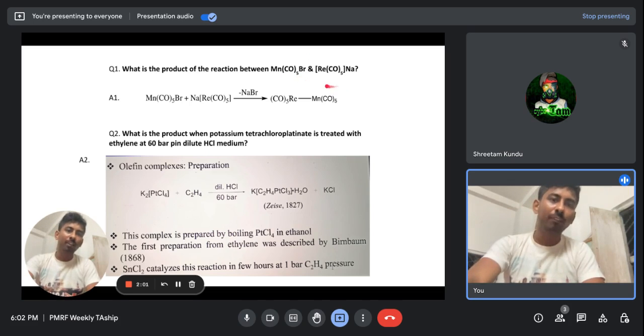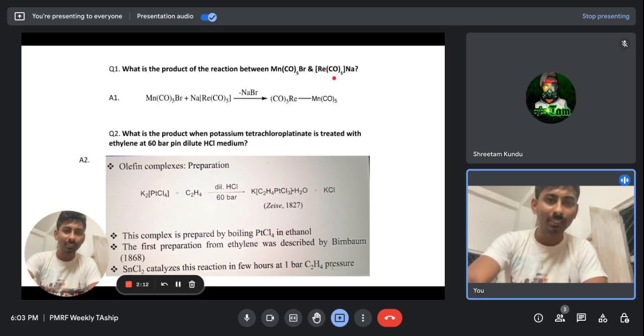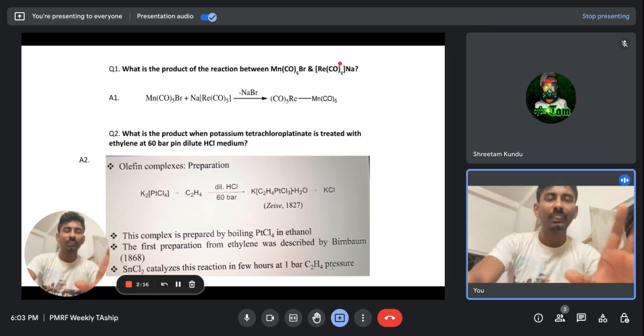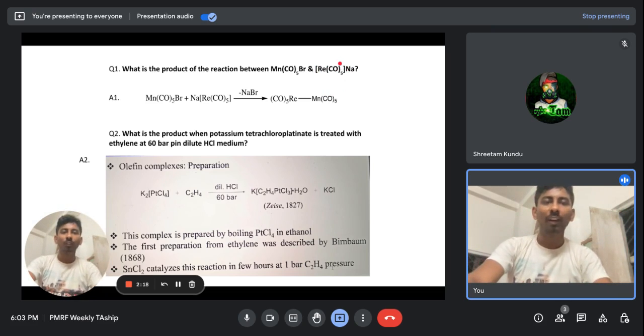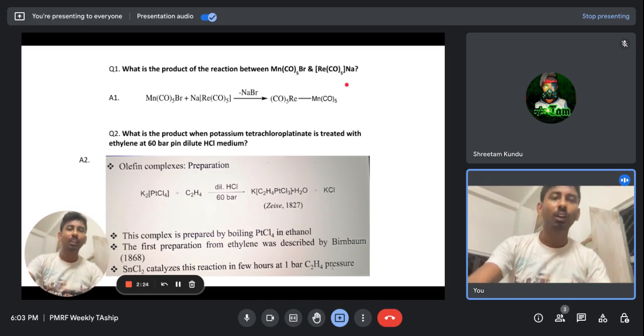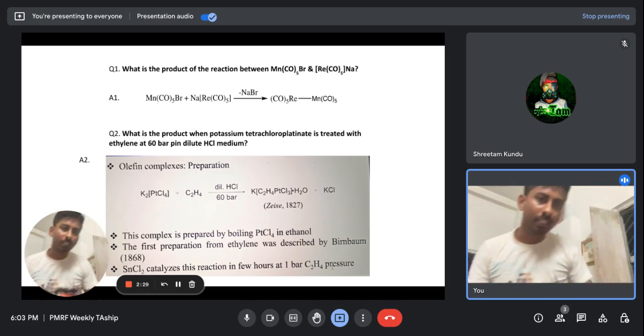And this NaRe(CO)5, this is a negatively charged entity because sodium is positive, an alkali metal cation. So Re(CO)5 is negatively charged. There is a significant amount of negative charge concentrated upon this Re(CO)5 moiety. This negative charge is well stabilized by the inductive effect, the minus I effect, of this rhenium compound.